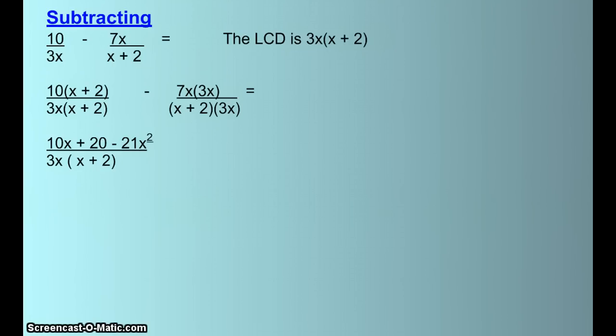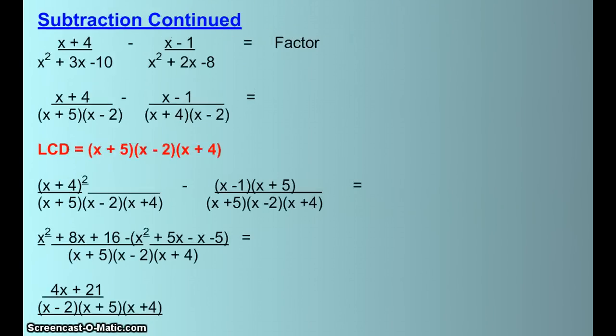When you multiply this out, you end up with 10x plus 20 minus 21x squared all over 3x times x plus 2. The only thing I would do differently in that numerator is change where the terms are, because they're not in standard form right now. Put the x squared term first, followed by the x term, then the 20, please. You can leave the denominator factored though.